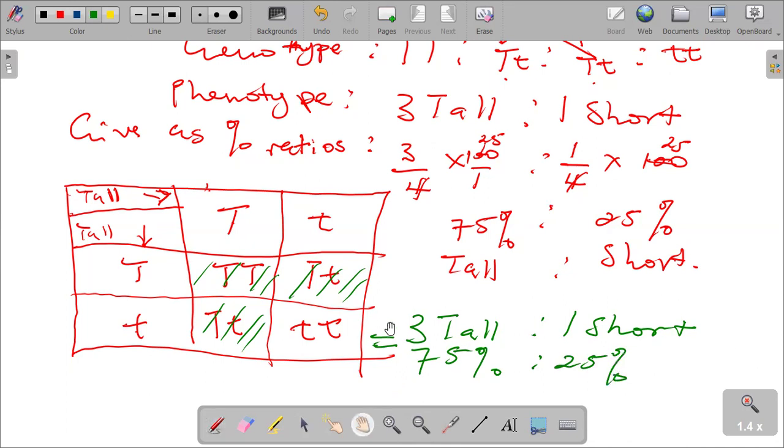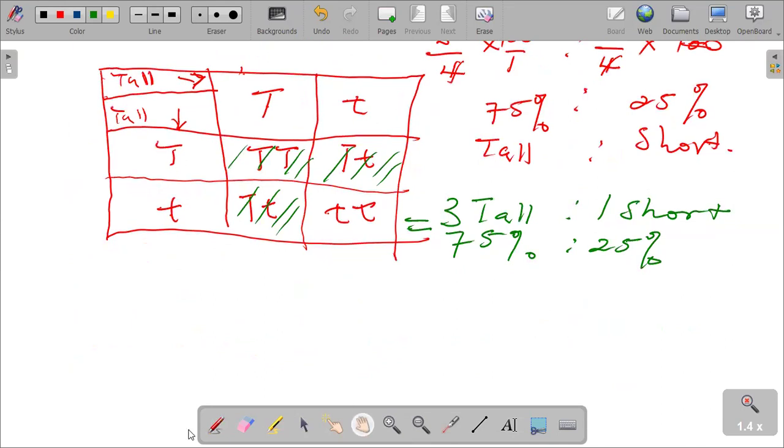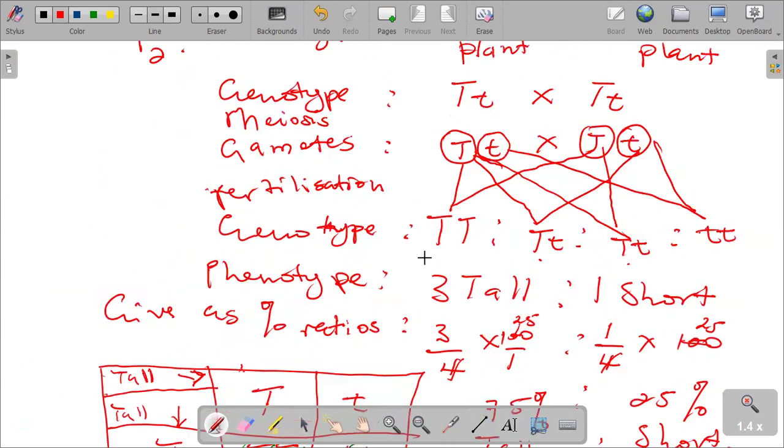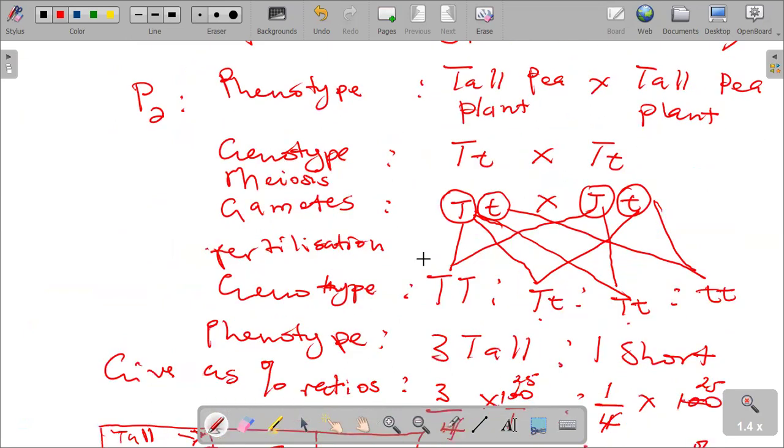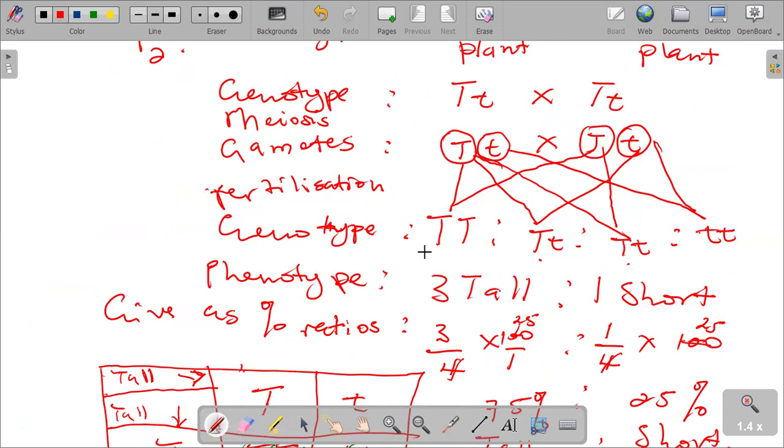Having said this, this is our F2 generation of a monohybrid cross. So you can either use a Punnett square or you can use a genetic flow diagram. A genetic flow diagram is also easy, but sometimes students get confused or they lose it.